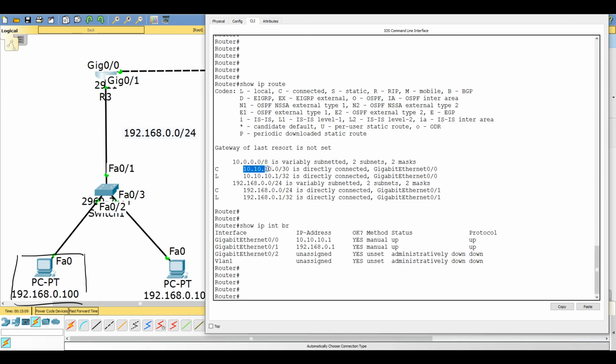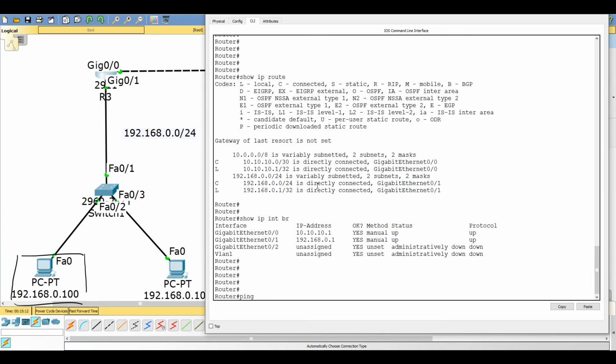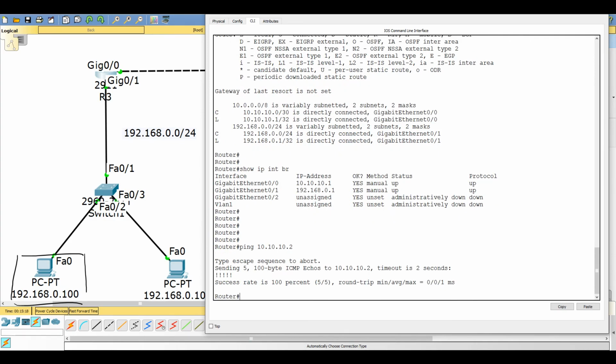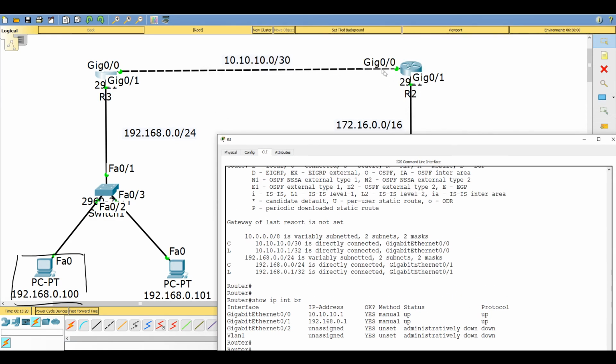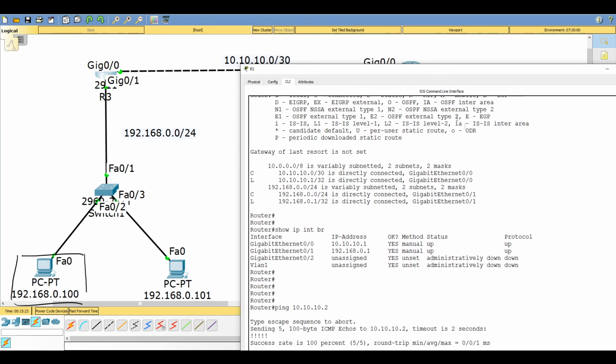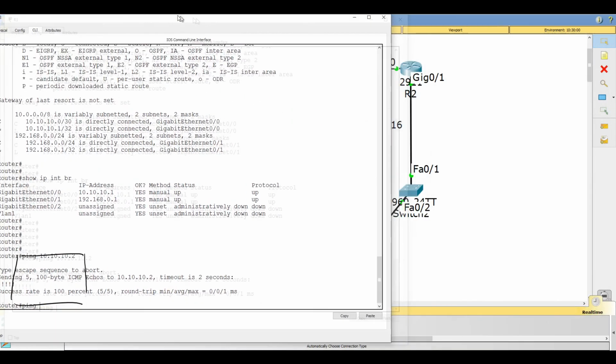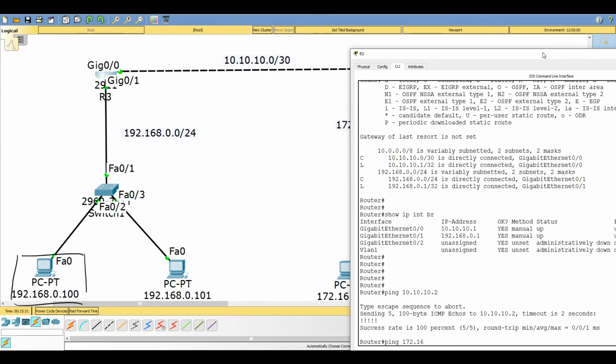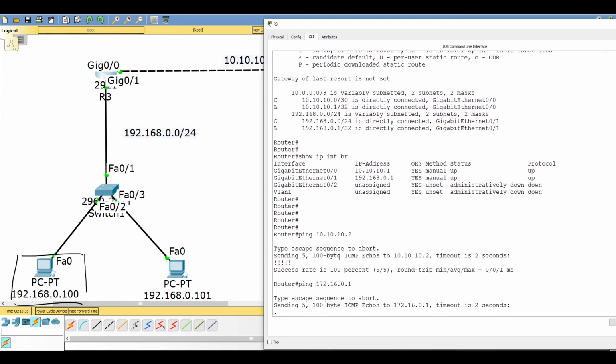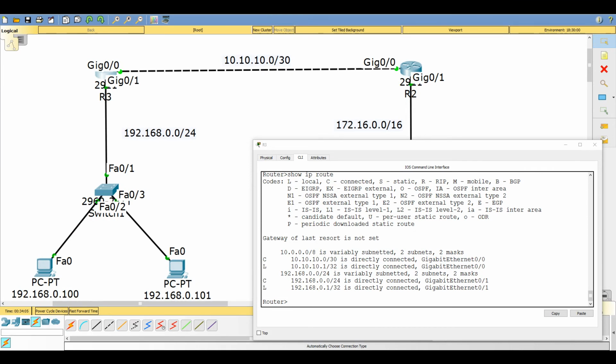What you'll notice though is the 10.10.10 network is in the routing table. So if we tried to communicate with the IP address over here on this interface, this will be successful because it's in our routing table. But of course, if I was to try to communicate with the 172 network, this will not be successful as I do not have an entry inside my routing table for the destination. So we look at the routing table and identify which routes will be successful from this router's perspective.